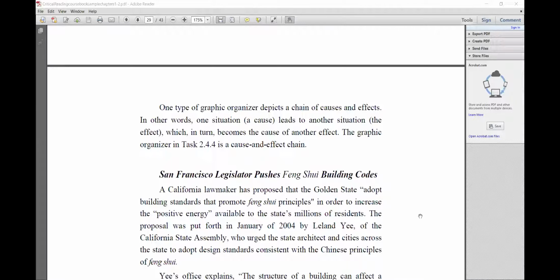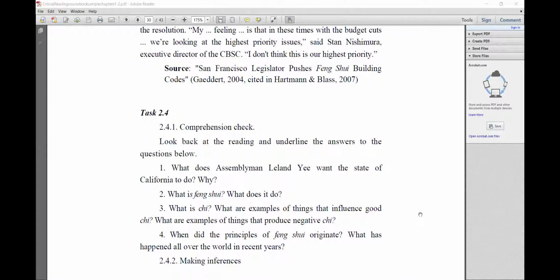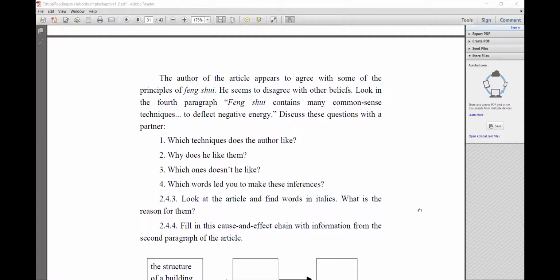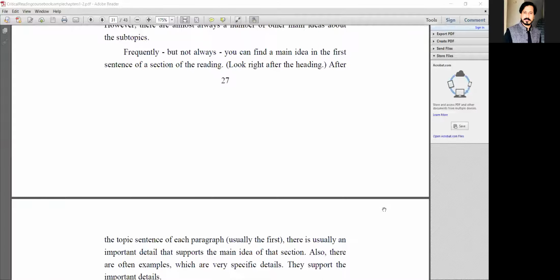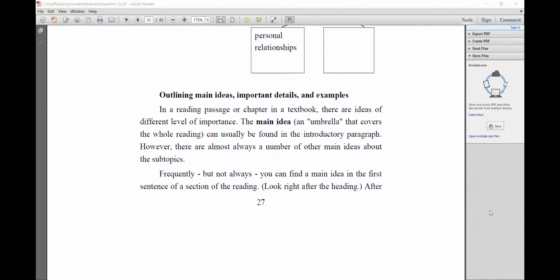So there is this task as well, right? We are again skipping that. So come to this page. Outlining main ideas. You can read that, because obviously these are not that important tasks. I will give you some other tasks, but presently we just want to know the theory of things.